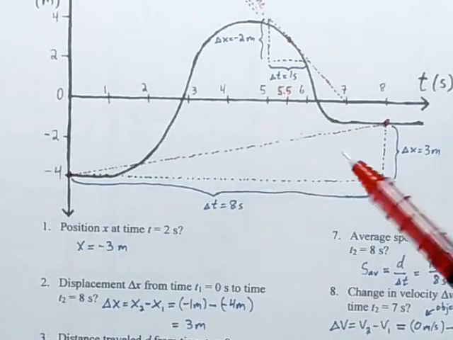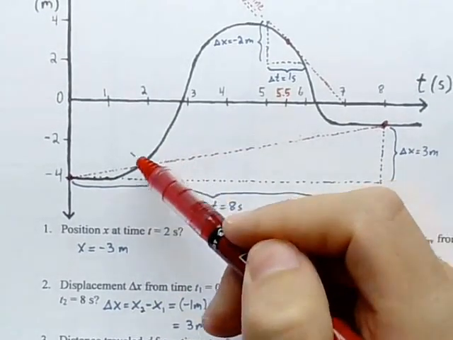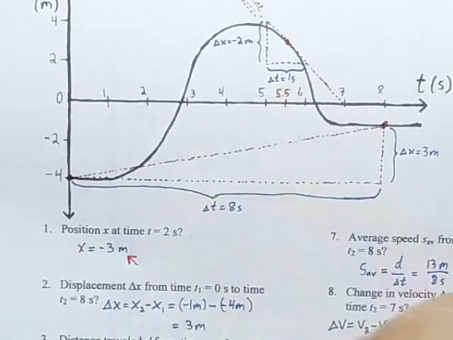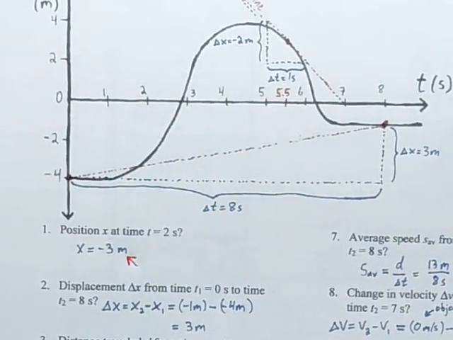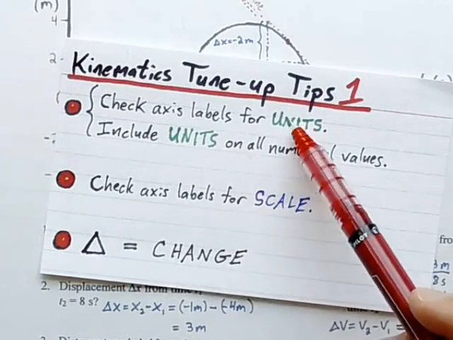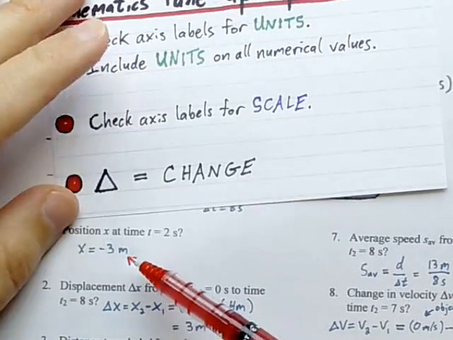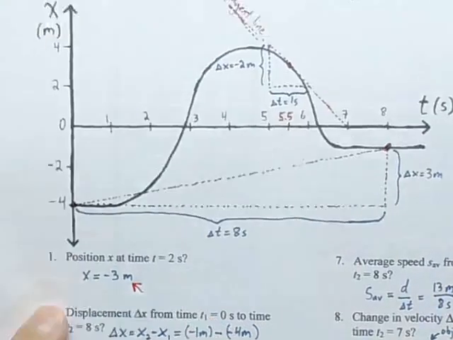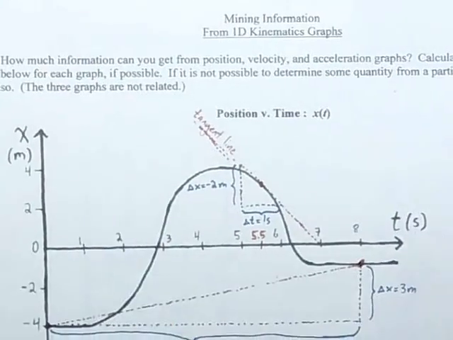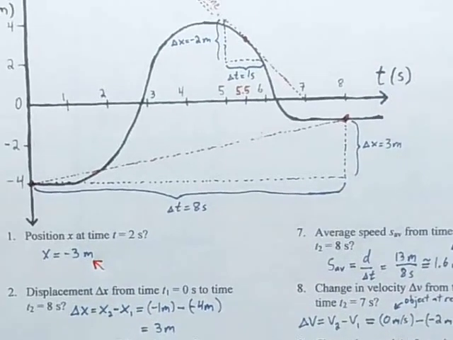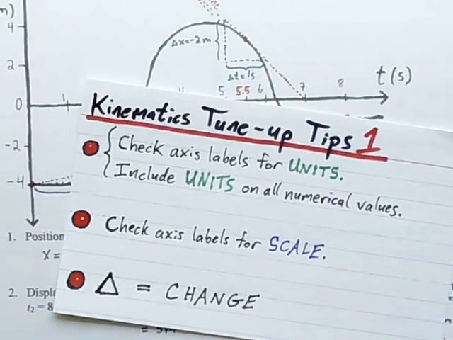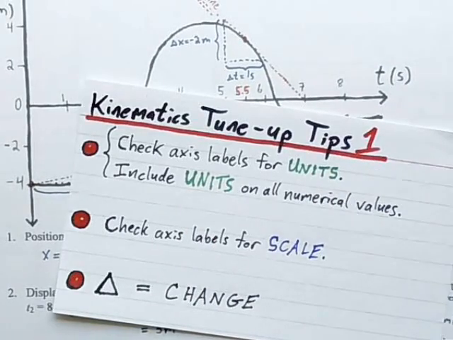Very first thing we'll note, our position at time 2 seconds. Go over here and see that it's about -3 meters, units. First of my Kinematics Tuneup tips is to check those axis labels for units. How did I know it was meters and not feet or light years? Check those axis labels. Meters here, seconds there. Okay, so check those labels for the units, and then always include the units on all your numerical values. If your answer doesn't include units, it is wrong.